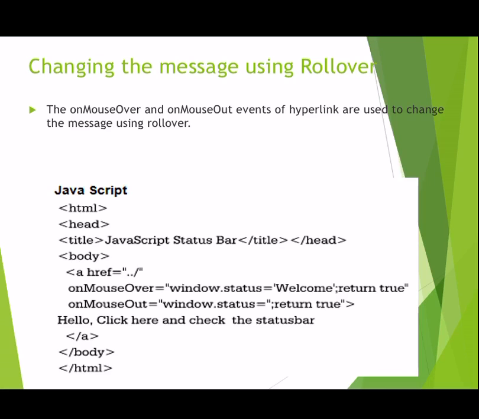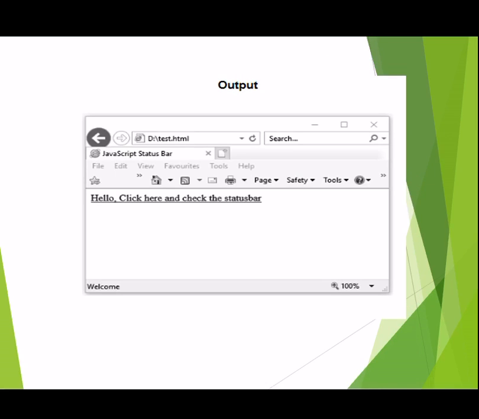So when you move your mouse cursor over that message, welcome will be displayed, and when you move your mouse cursor outside that message, nothing, that is blank, will be displayed. The message on the link is "Hello, click here and check the status bar." Then close your anchor tag, that is the hyperlink tag, close the body tag, and close the HTML tag. I hope this is clear to you all. Now let's move on to the next slide.